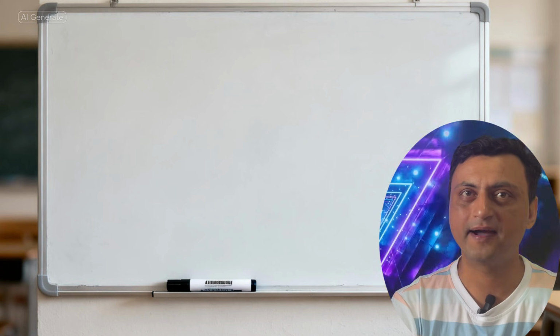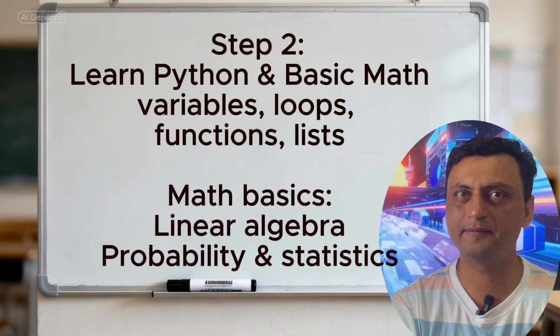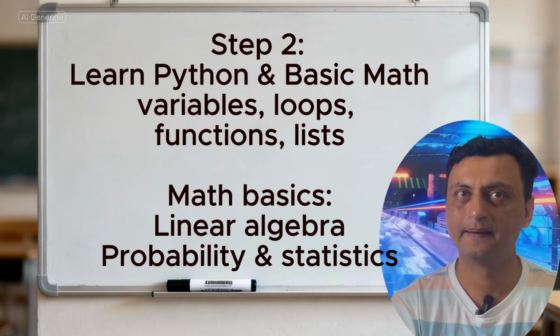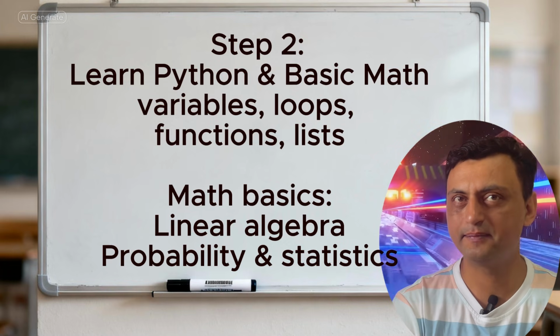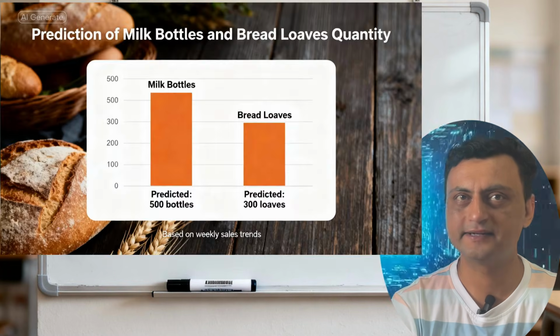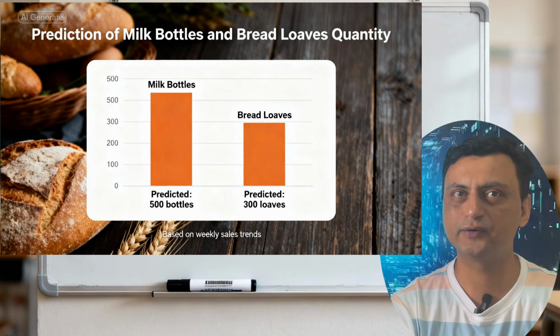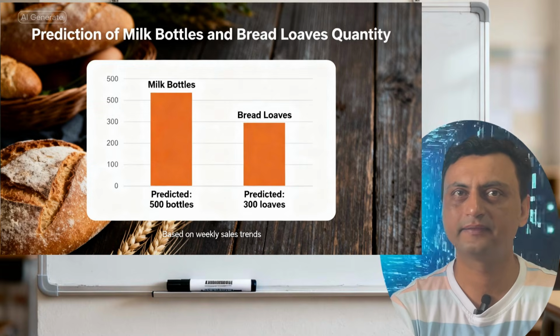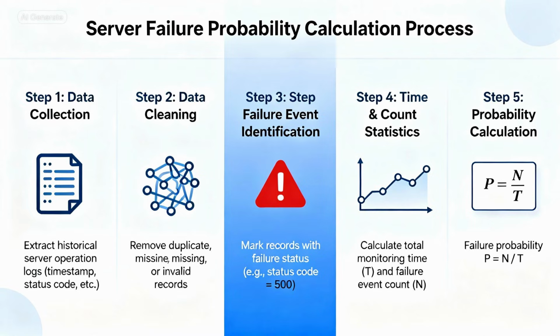Step 2, learn Python and basic math. Python is the main language for AI. Start with variables, loops, functions, and lists. Math basics are linear algebra, including vectors and matrices, and probability and statistics. For example, predict how many breads or bottles of milk you will need next week using past purchase data. Example 2, calculate the probability of a server failing based on past errors. For non-IT, think of Python as a super smart calculator that can help you automate repetitive tasks.